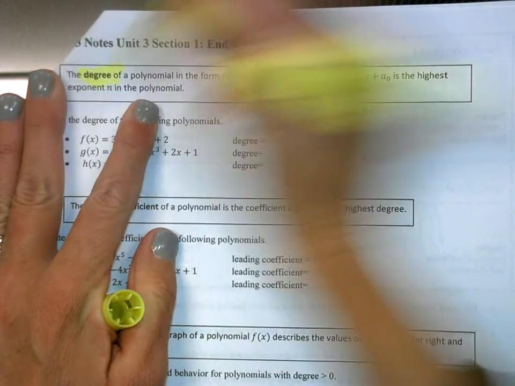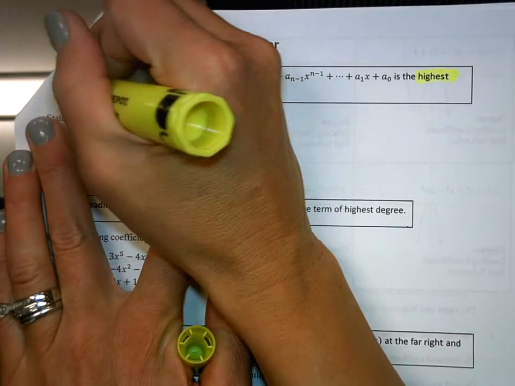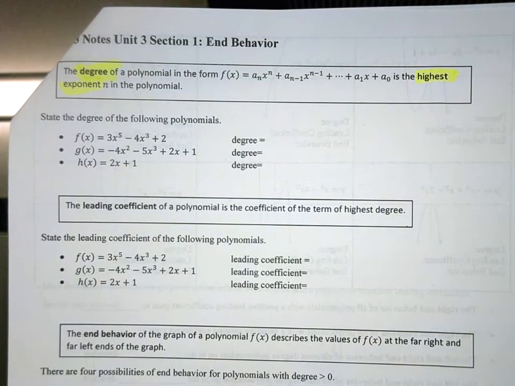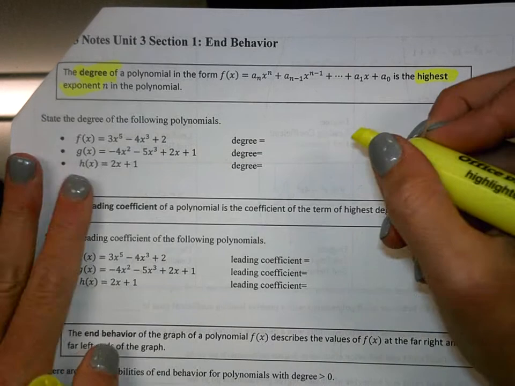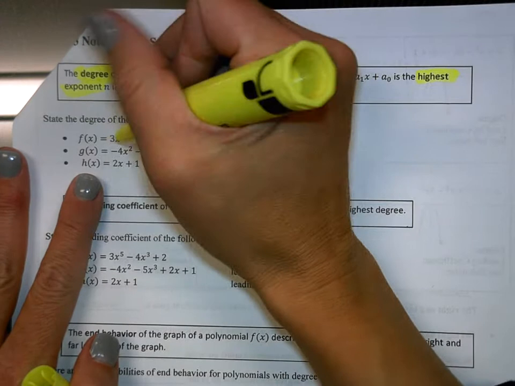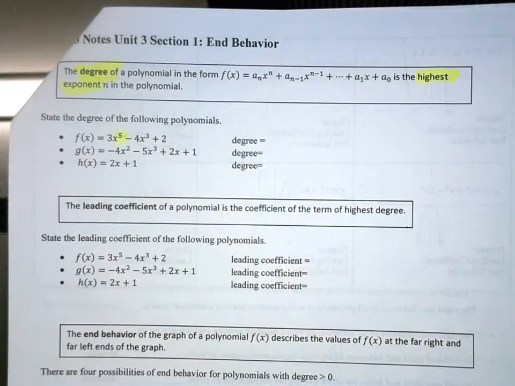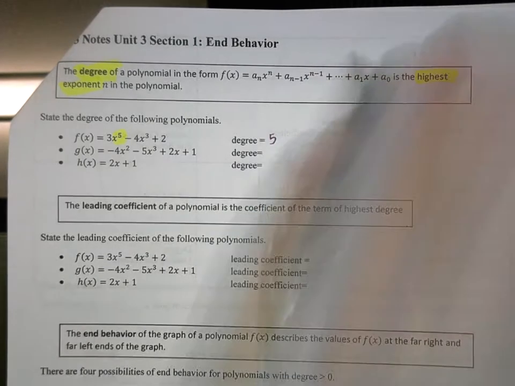The degree of a polynomial is the highest exponent in the polynomial. You have to be careful because not all functions are written in descending order. So if we look here, what is the highest exponent of this first one? 5. So the degree is the value of the highest exponent. So in this case, the degree would be 5.